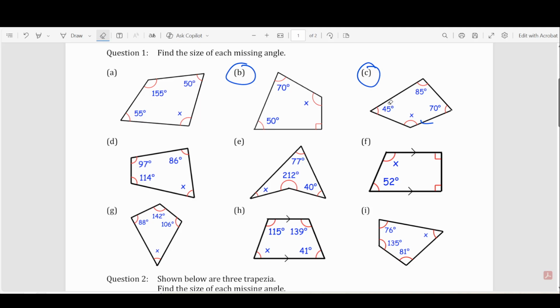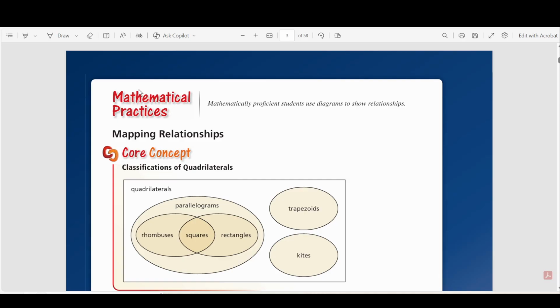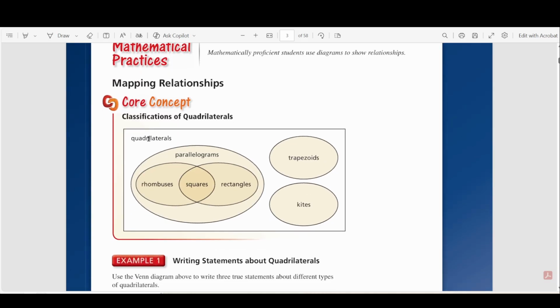So far we know that a quadrilateral is any shape which has four sides, four angles, and all its angles add up to 360 degrees. But there are different types of quadrilateral, right? Let's learn it in detail. The names for the different types of quadrilateral are parallelogram, rhombus, square, rectangle, trapezoid, and kites.